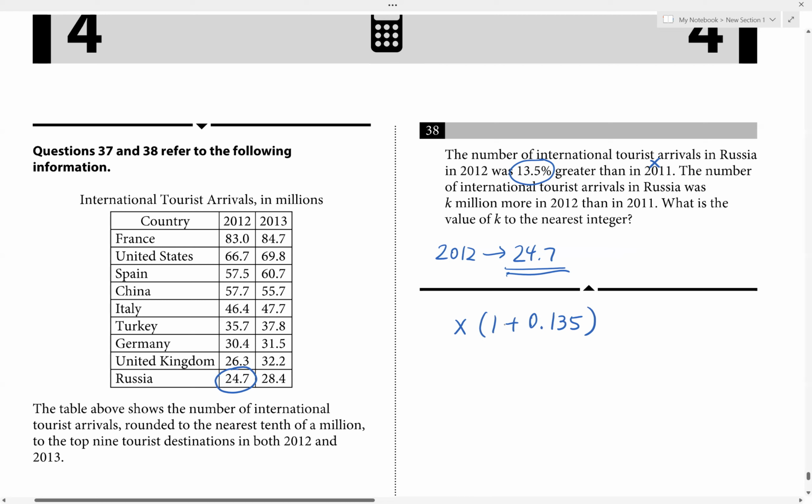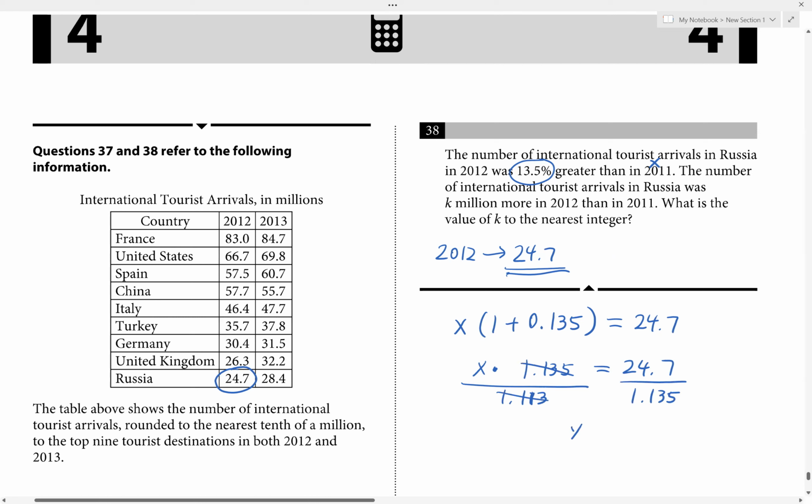It's a percent increase, right? It's greater than, so we do a plus. So X times 1 plus 0.135 should equal the new number after the increase, which is 24.7. We can use this equation to solve for X. X times 1 plus 0.135 is 1.135, equal to 24.7. To solve for X, we divide by 1.135 on both sides.